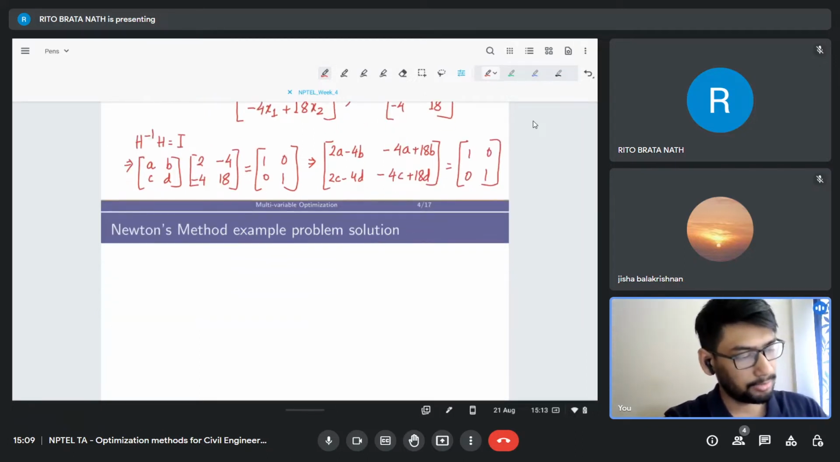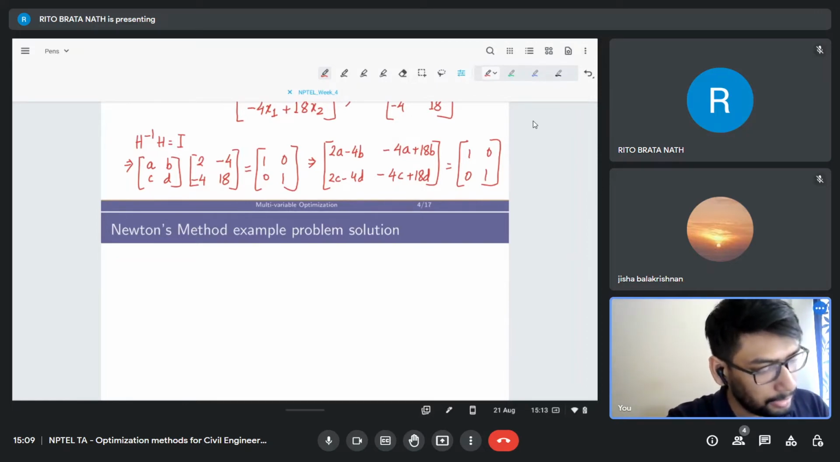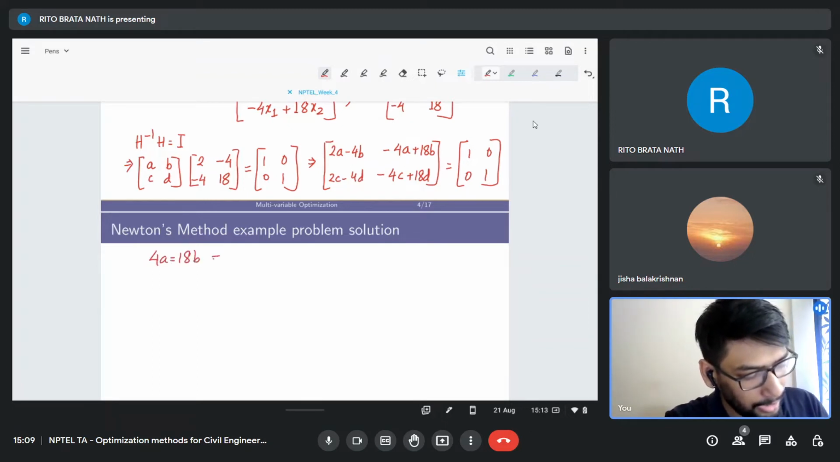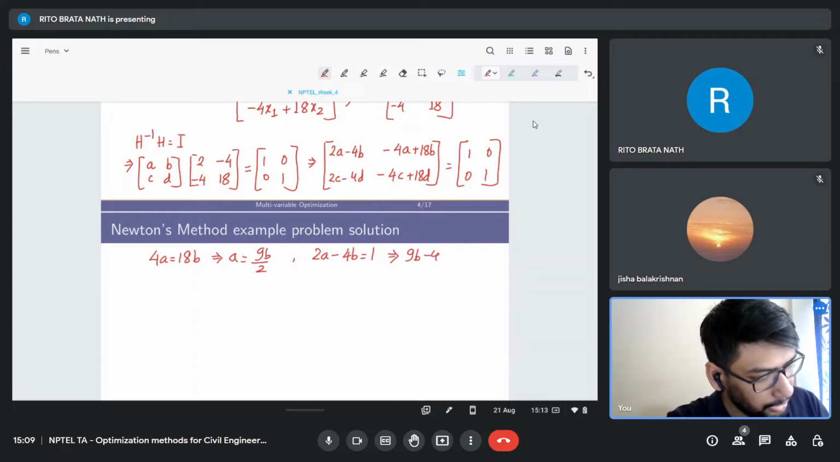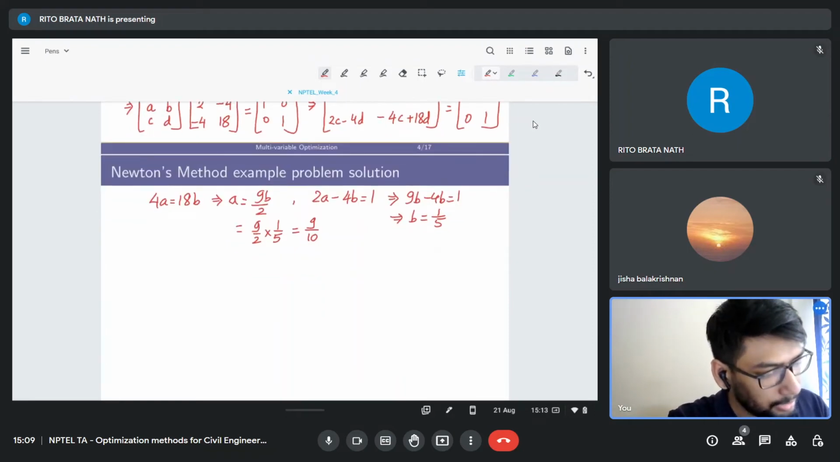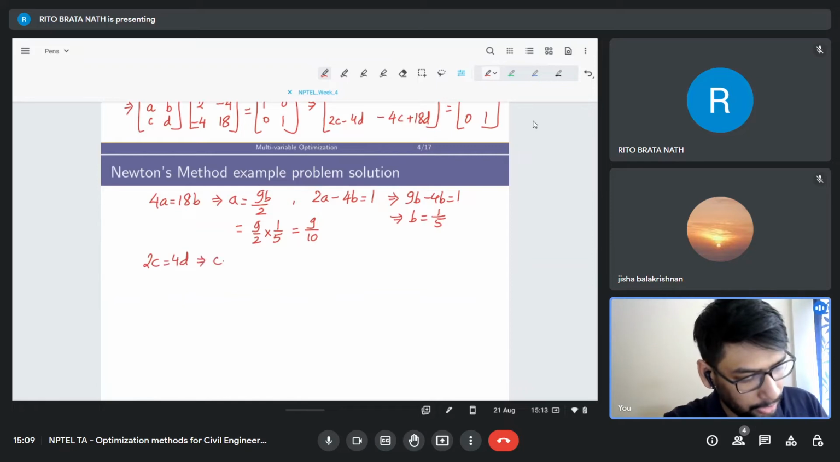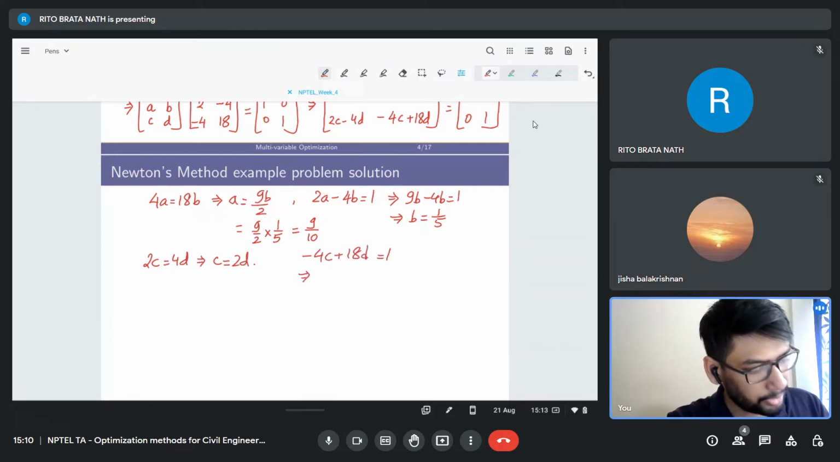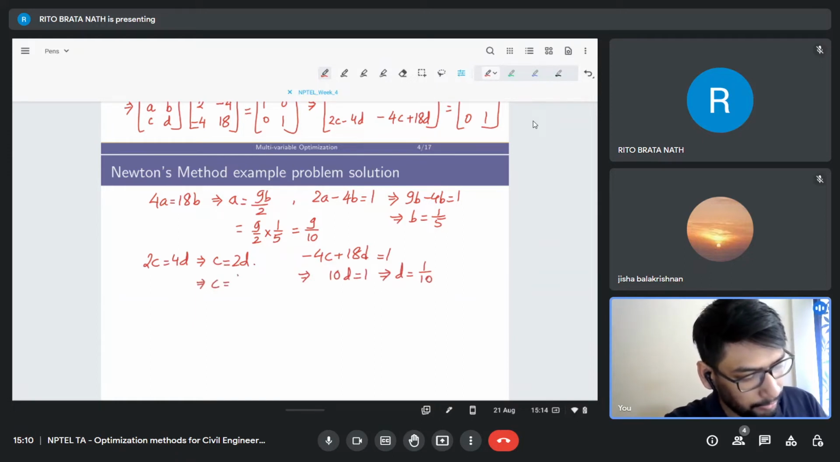Now you just have to solve these equations and you will get your answer. So what you have is that 4a equals 18b. So your a is 9b by 2, and you have 2a minus 4b equals 1. So you can put the value of 2a as 9b minus 4b equals 1. So your b is nothing but 1/5, and your a will be 9 by 2 times 1/5. So this is 9 by 10. So let's solve for c and d. So what you'll get is 2c equals 4d, or c equals 2d. And your minus 4c plus 18d equals 1. So if you put c equals 2d here, you'll get 10d equals 1 and d equals 1 by 10. And similarly, your c will be 1 by 5.